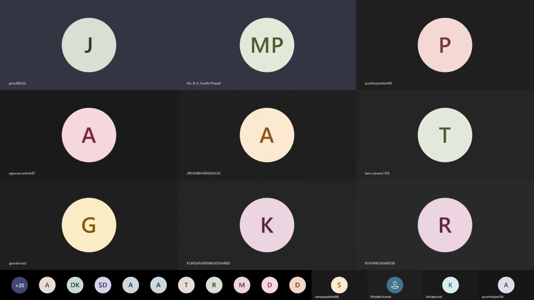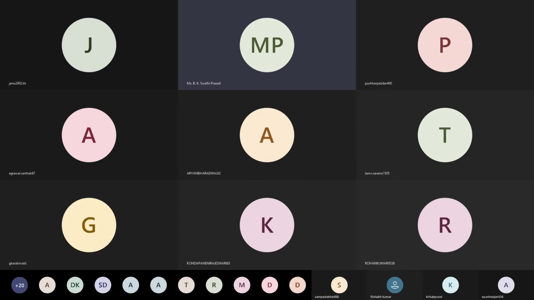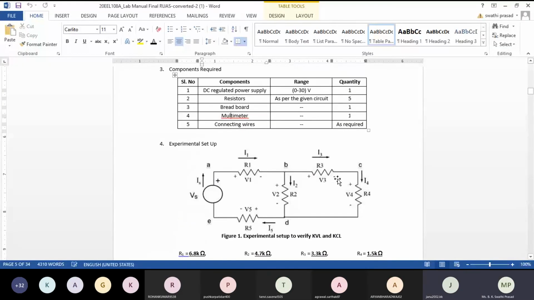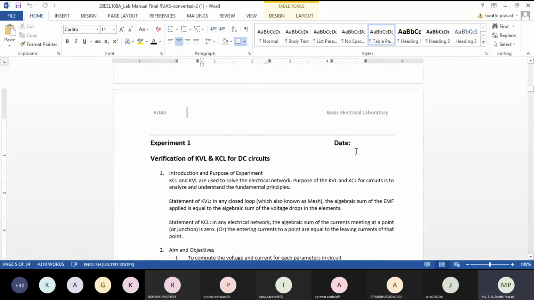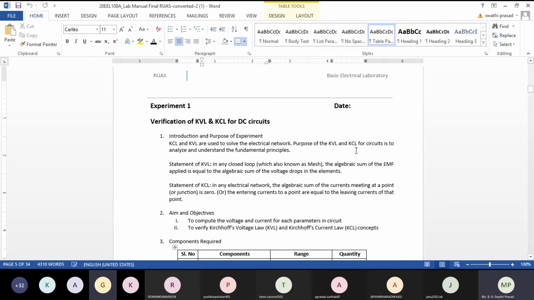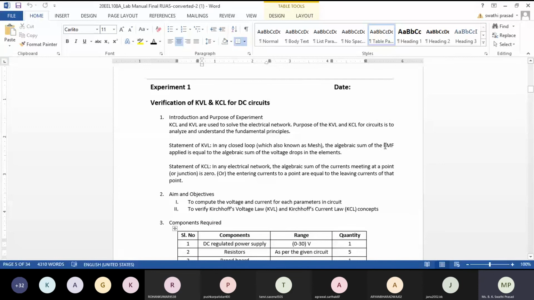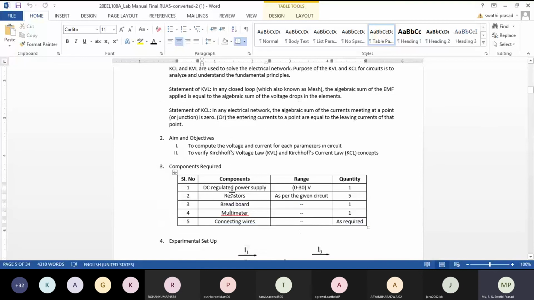Guys, right now we have solved the problem, right? KVL, KCL. And you have already seen the printed manual. Everything they have to fill in the printed manual. Instead of writing in observation, what I want you to do is write the heading, aim and objectives.